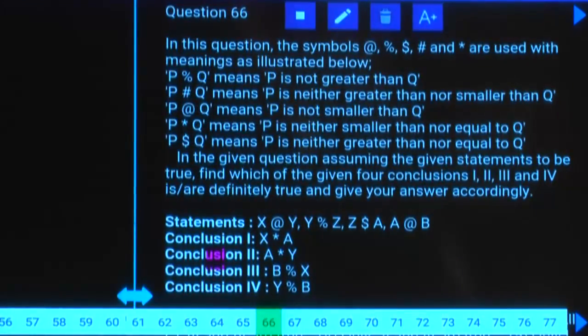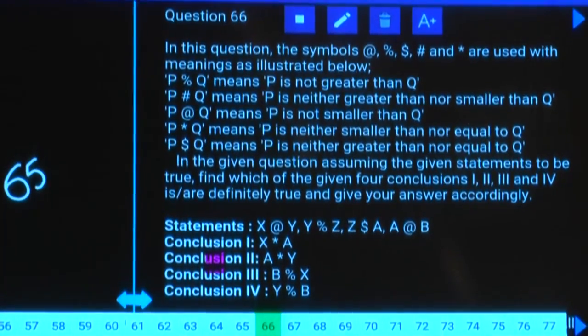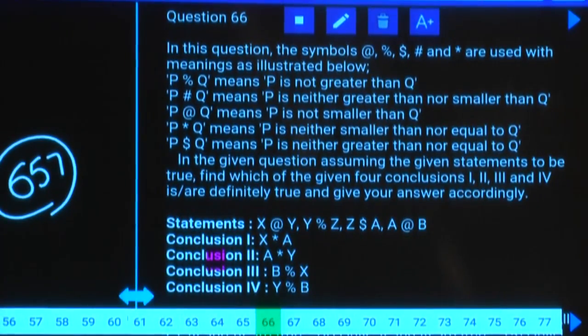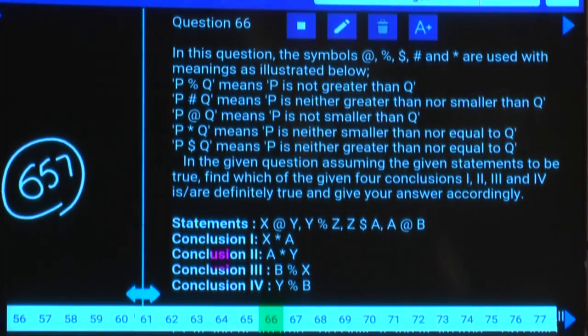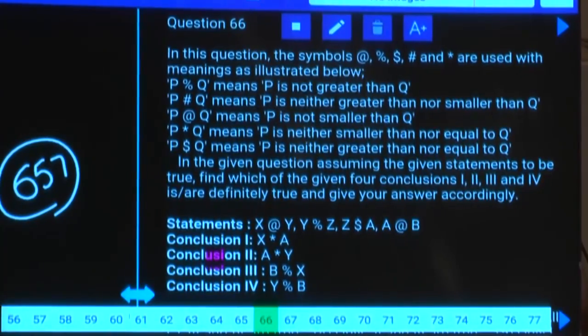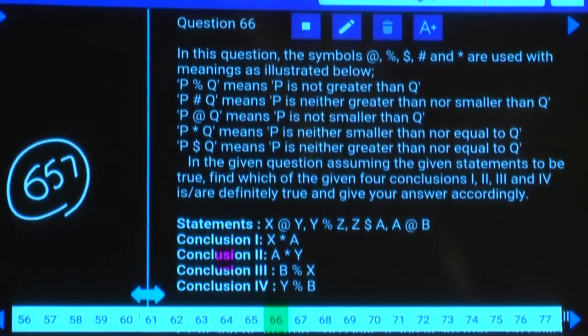Paper number 657. Question number 66 to 70. Now these 5 are based on coded inequalities.